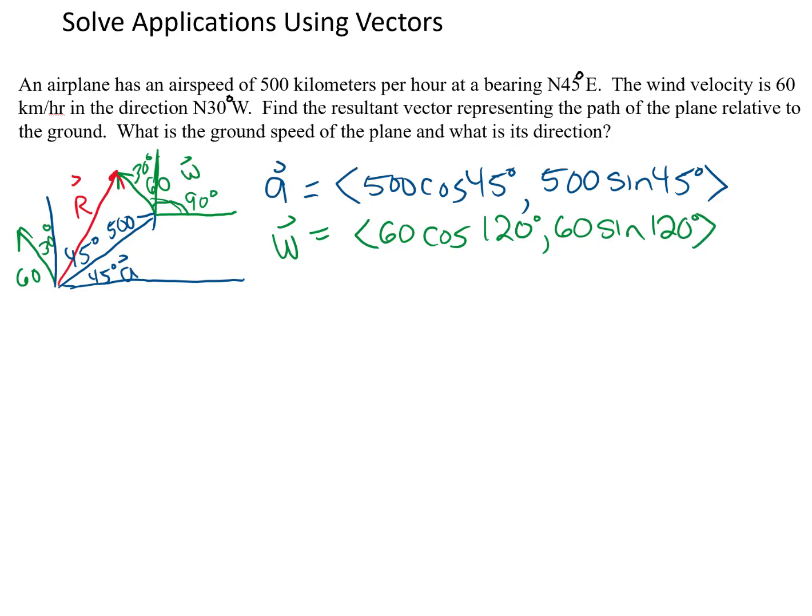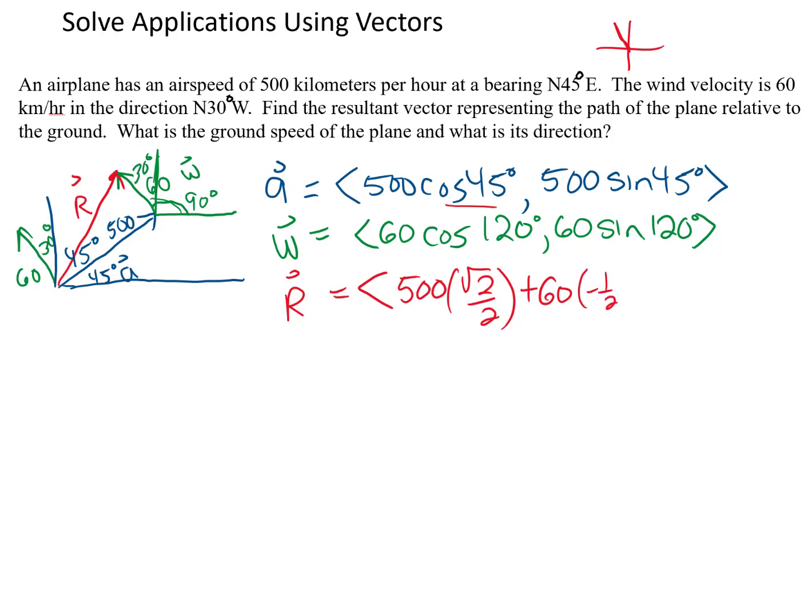So now our resultant vector will be the sum of those two, so we add the x components together. So the first one's 500, I'm going to sub in the cosine of 45, which is square root 2 over 2, and then add to that 60, and then we need the cosine of 120. Let's think about this on the unit circle: 120 is 30 past 90, so it's right here, so it's going to be negative 1/2 for the x value.